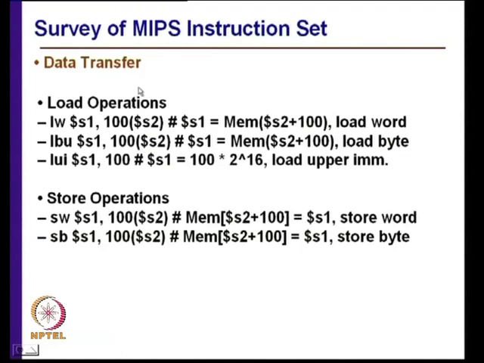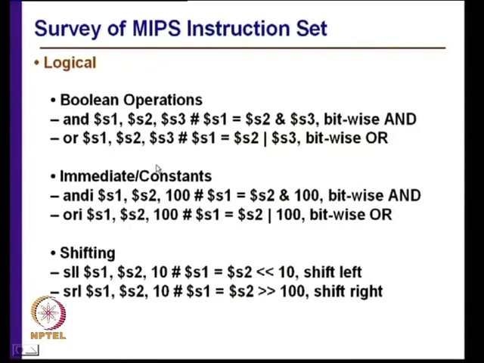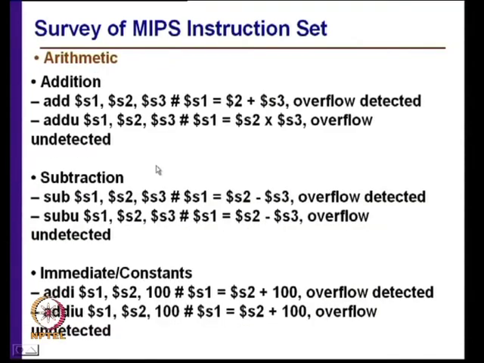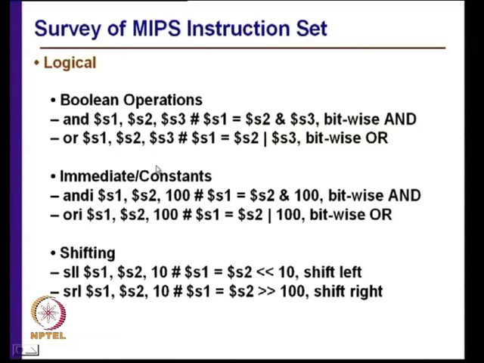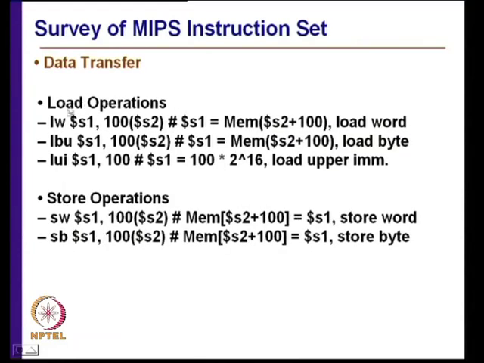Apart from those, these are data manipulation instructions. So arithmetic and logical operations are the data manipulation group of instructions, and then you can do data transfer. Data transfer is essentially between memory and registers, load and store. Load means you will be loading the value from a memory location into a register, and store means you will be storing the value from a register to a memory location.